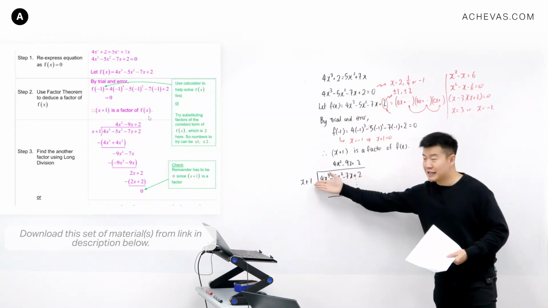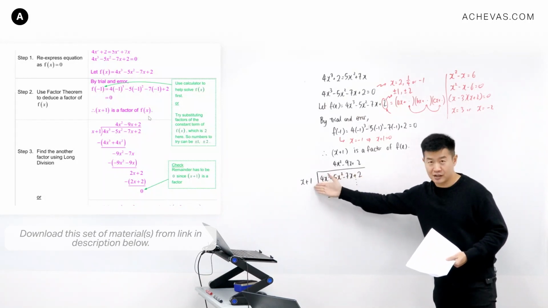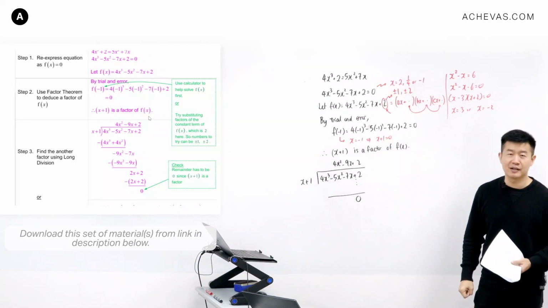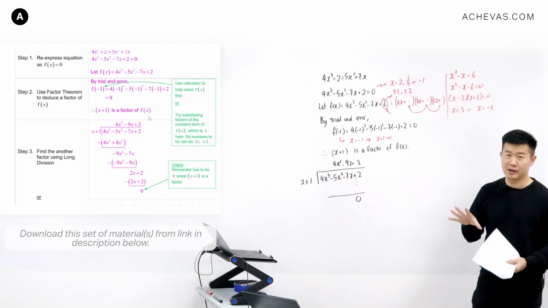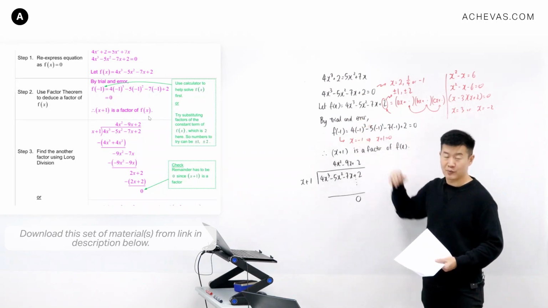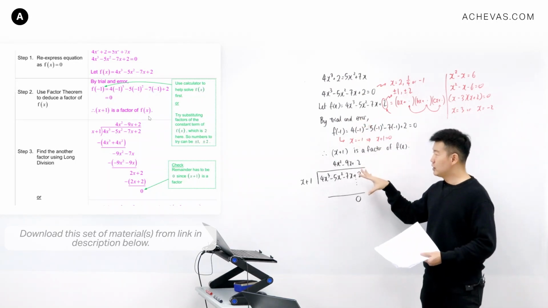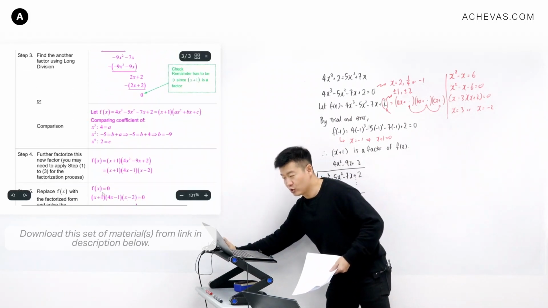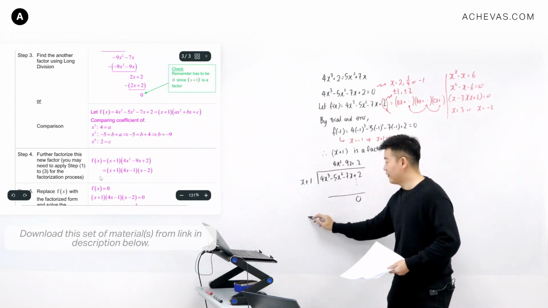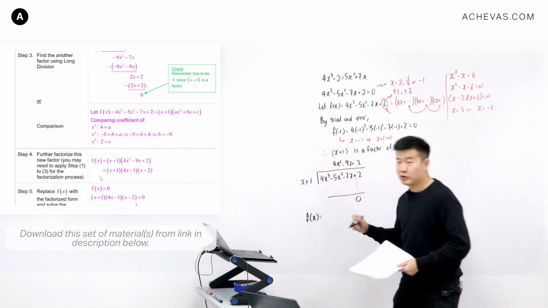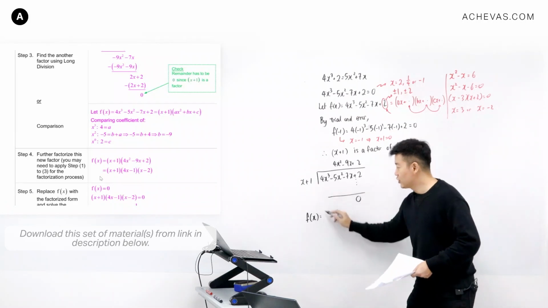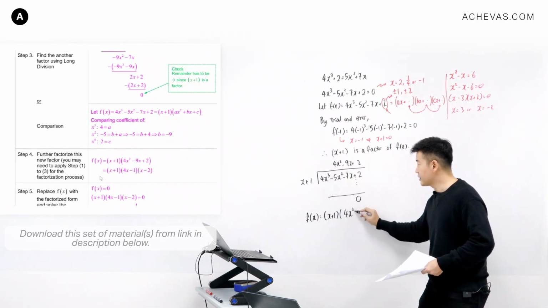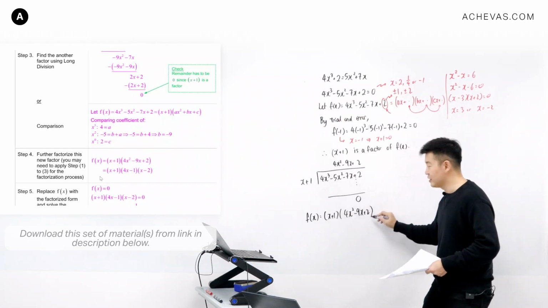Because I'm dividing this by its factor, if I've done anything wrong, I may not actually get a 0 here. So I know something is not correct, and that will prompt me to continue with the rest of the check. So if I do a long division in this way, then I can conclude, in step number 4, that f(x) is going to be a multiplication of its factor, x plus 1, multiplied by 4x squared minus 9x plus 2.